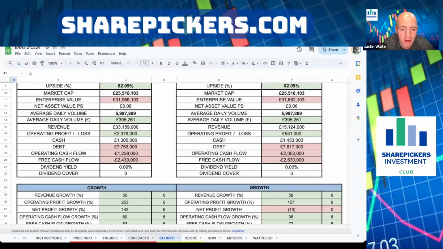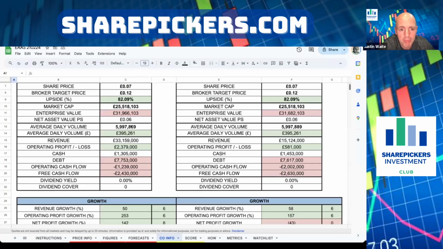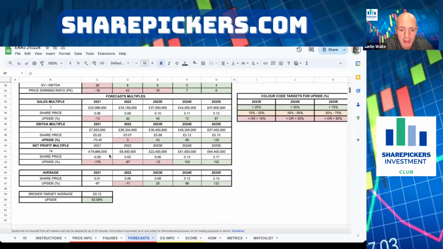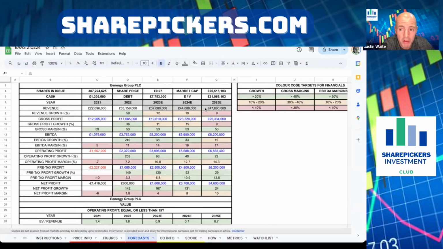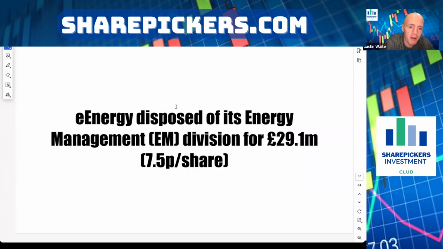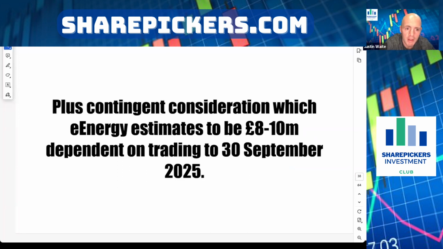What I do here is my forecasts. On the front page, you'll see the broker forecasts, and then I put my forecast down here, and you can see across here, I'm saying 12, 15 pence by 2025 if they achieve this growth that's in the broker targets. And I explain why. They dispose of their management division for 29 million at 7.5 pence a share, plus contingent consideration, which eEnergy estimates to be 8 to 10 million, depending on trading. So as long as this company trades well, they'll get between 8 and 10 million on top of that.